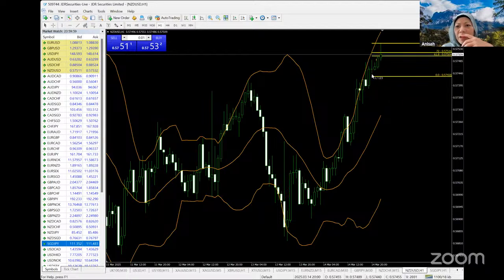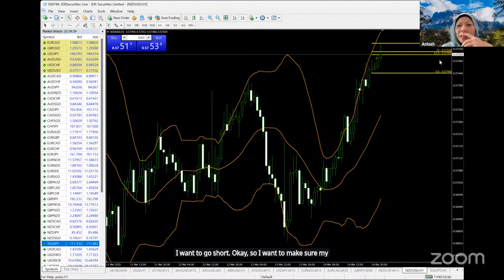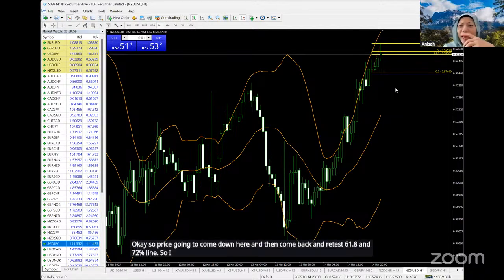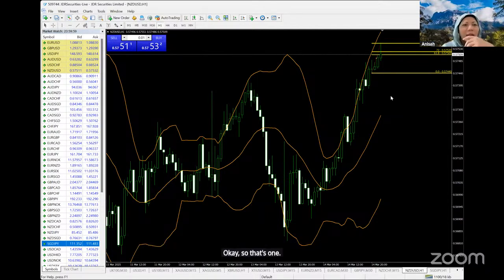Because I want to go short, I want to make sure my zero is at the bottom. So price is going to come down here and then come back and retest the 61.8 and 72% line. So I'm going to wait there. So that's one, that's for New Zealand. The time frame I'm looking at is H1.